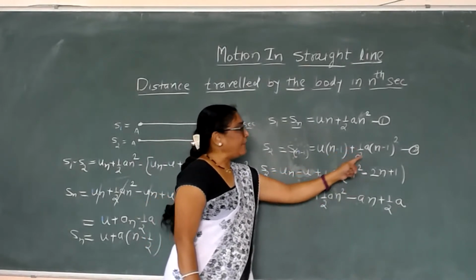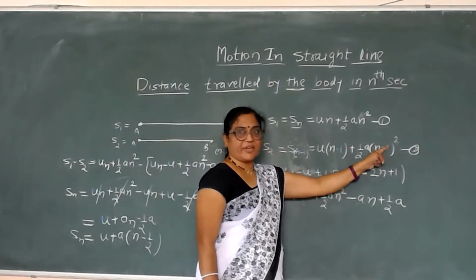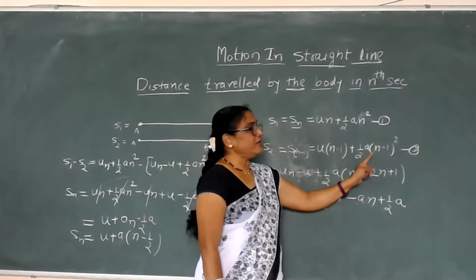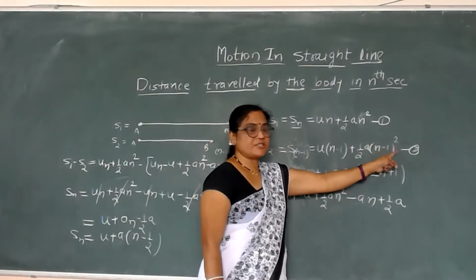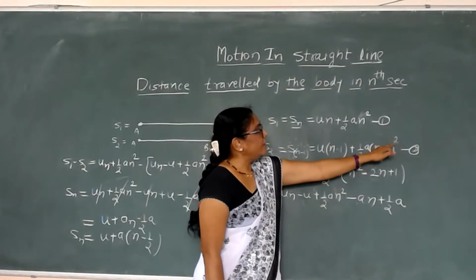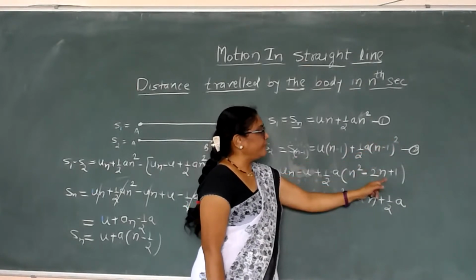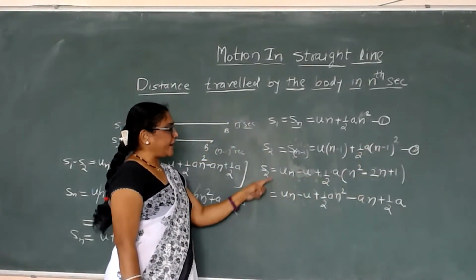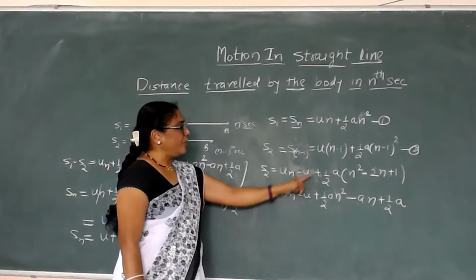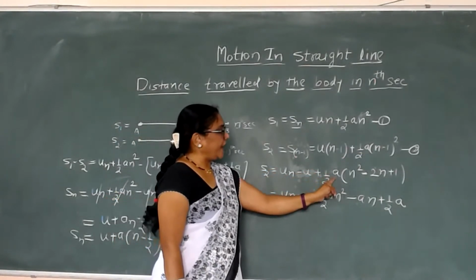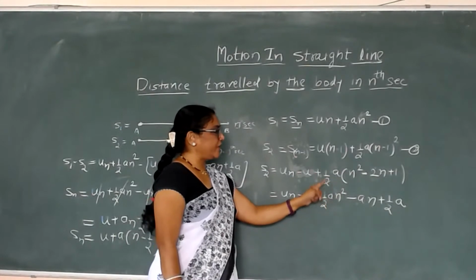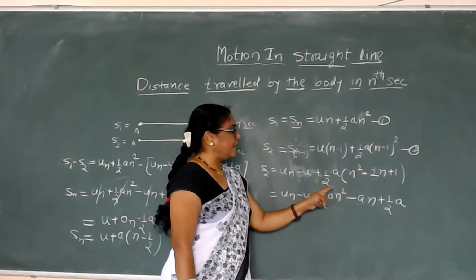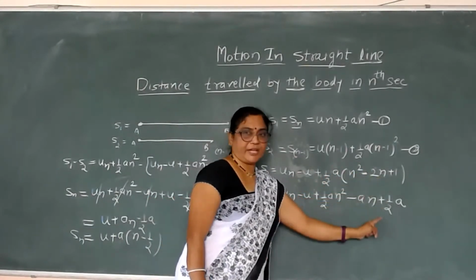Here we apply the formula (a minus b) whole square. Therefore a square minus 2ab plus b square. So in this case n square minus 2n plus 1. Again simplify this bracket: un minus u plus half into a into n square, half a n square minus 2, to get cancelled, minus a n plus half a.